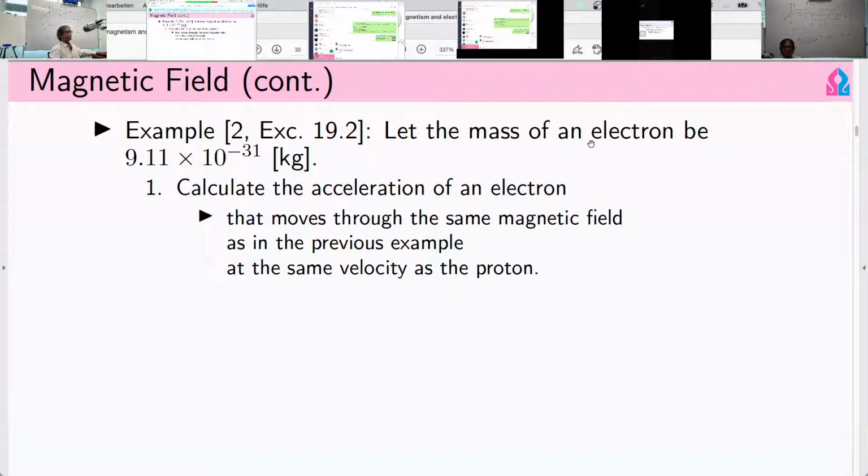Let the mass of an electron now, okay, electron is not proton anymore, be 9.11 times 10 raised to negative 31 kilogram.